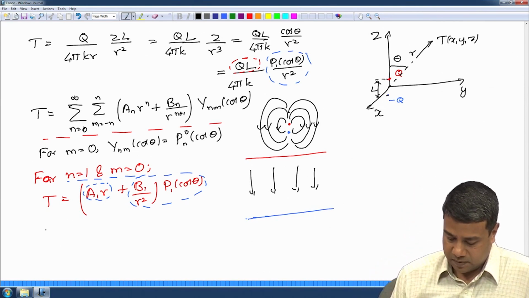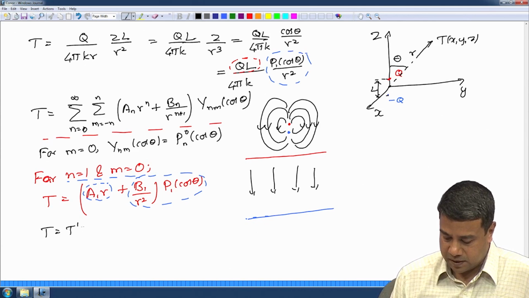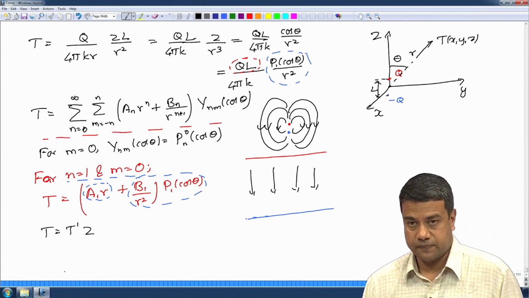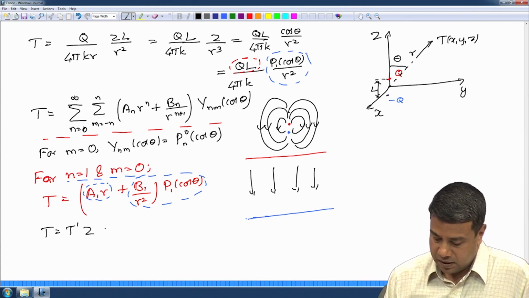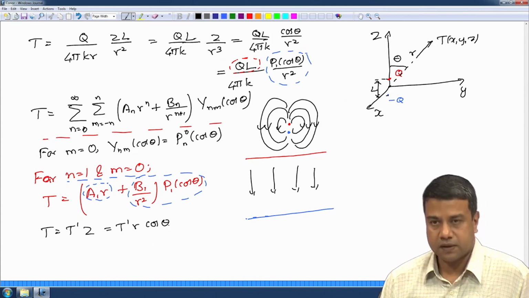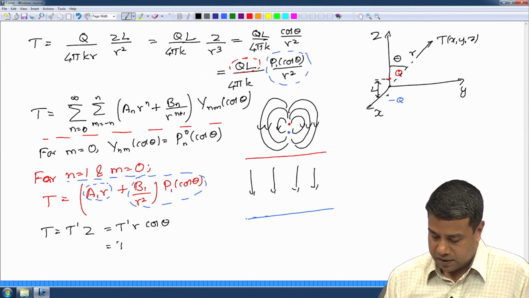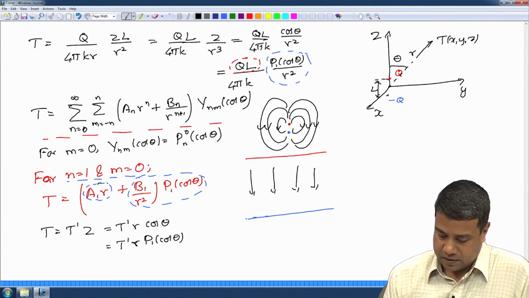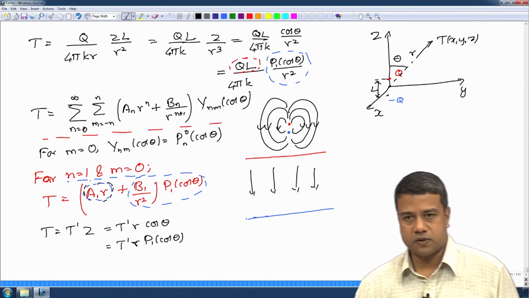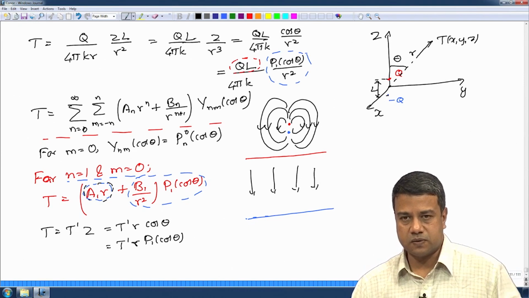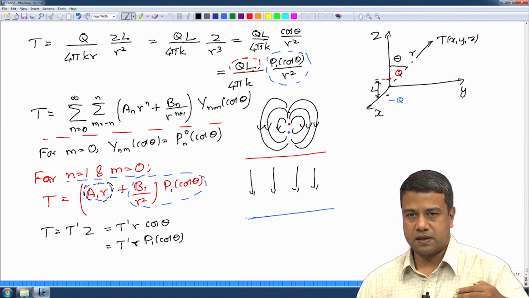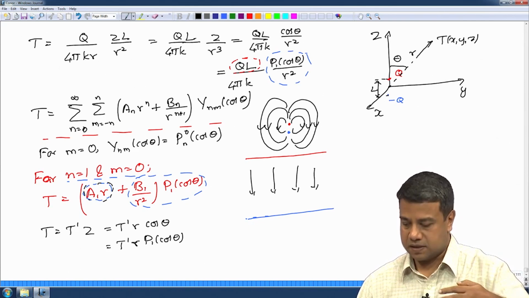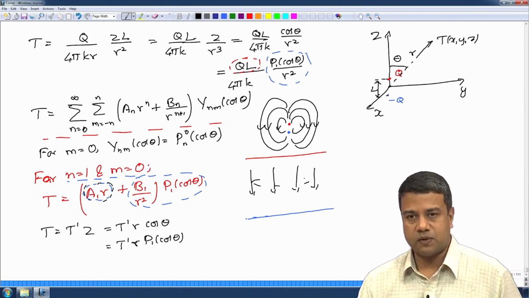Therefore, the temperature will be of the form T = T' times z. There will be a linear variation of the temperature, which is equal to T' times r cos theta, which is equal to T' times r P1 of cos theta. So this term that increases proportional to r basically corresponds to a source and a sink that are separated by a very large distance, and you are looking at the temperature somewhere in between.